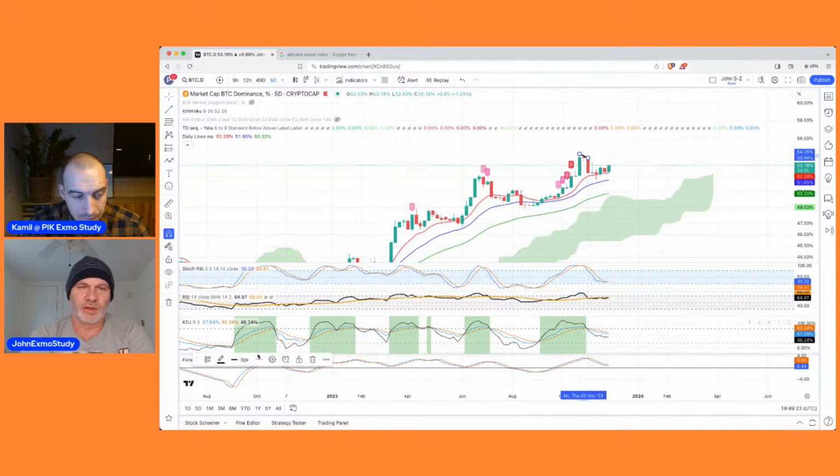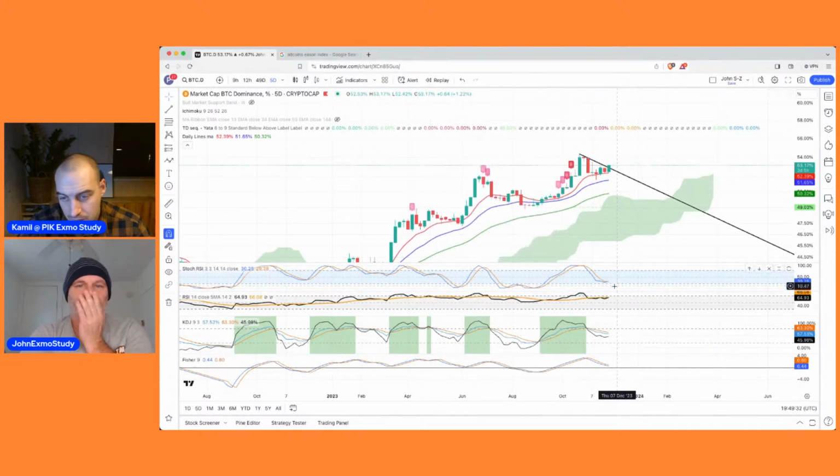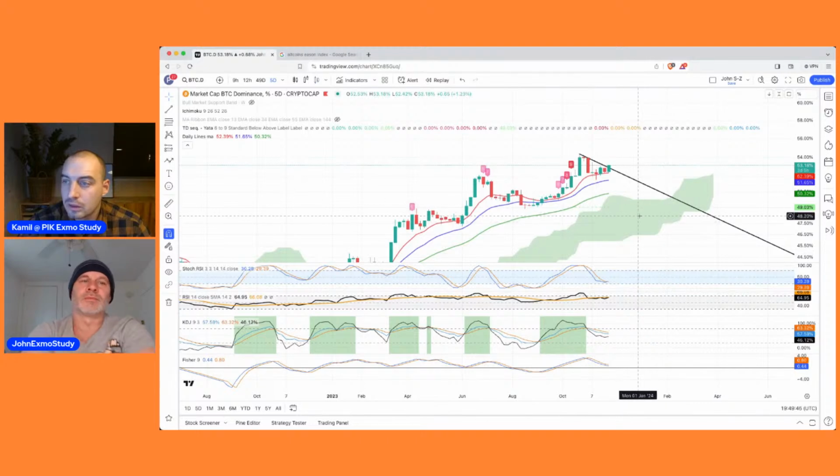You see bullish divergence on the 5-day already building on the Stochastic. You see the curve getting ready to happen on the RSI. RSI is getting ready to cross over. We got KDJ fighting midline. Fisher still staying above 0. But yeah, we're going after 58%.